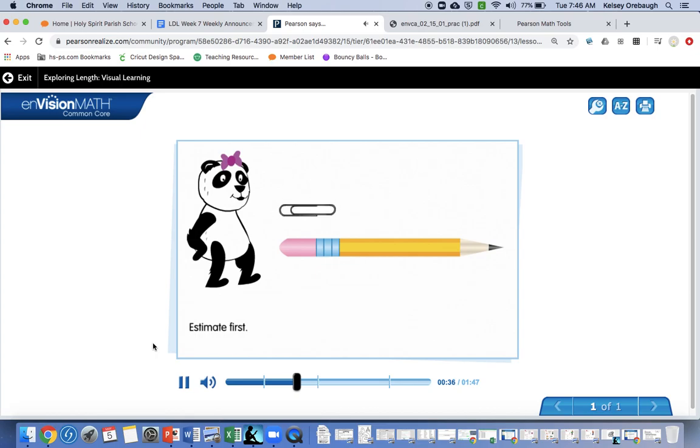Estimate first. The pencil looks like it is about 6 paper clips long.